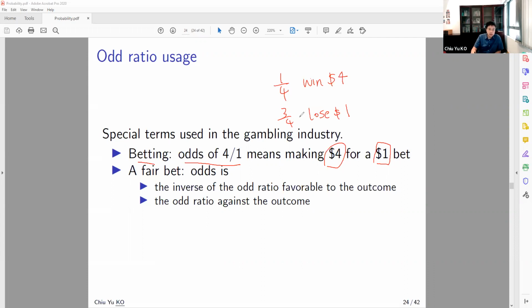Only when you win do you get the dollars. So only in this case, okay, you will be... sorry. Sorry, it should be.